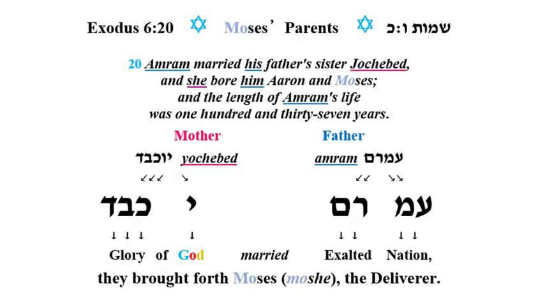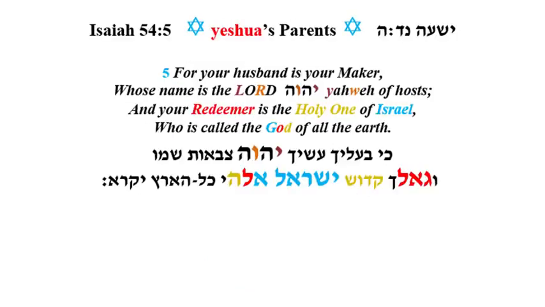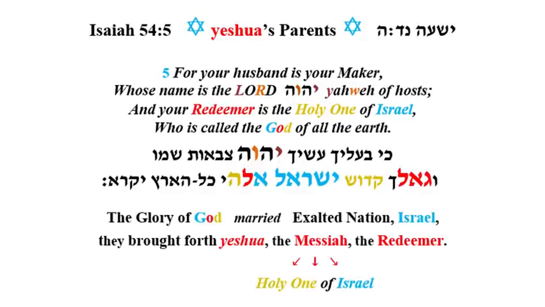If you jump forward, look at this one. Isaiah 54:5. It says, "For your husband is your maker, whose name is Yahweh of hosts, and your Redeemer is the Holy One of Israel, who is called the God of all the earth." In this you have the glory of God marrying an exalted nation. The exalted nation is Israel. And they bring forth Yeshua, the Messiah, the Redeemer. And the Messiah is the Holy One of Israel. That's what Messiah is. Okay?